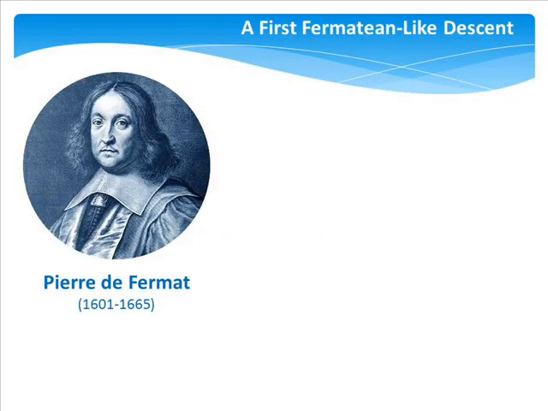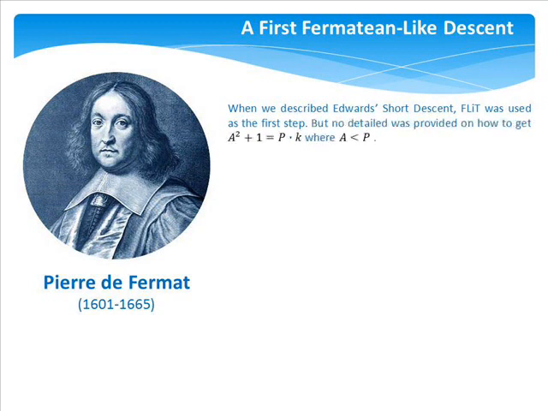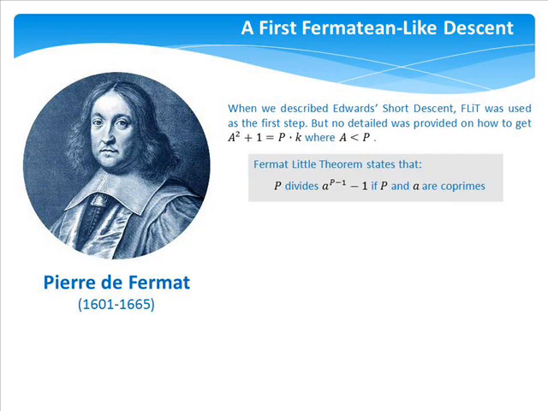When we described Edwards' short descent, Fermat's little theorem was used as the first step, but no detail was provided on how to get the equation a squared plus 1 equals p times k, where a is smaller than p. Fermat's little theorem states that p divides a raised to p minus 1 minus 1 if p and a have no common factor bigger than 1. That is, if they are co-primes.